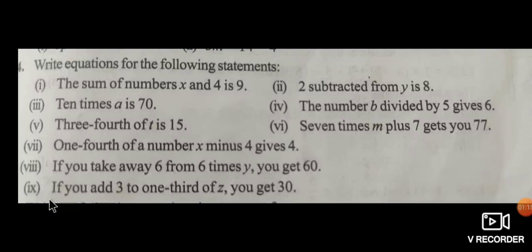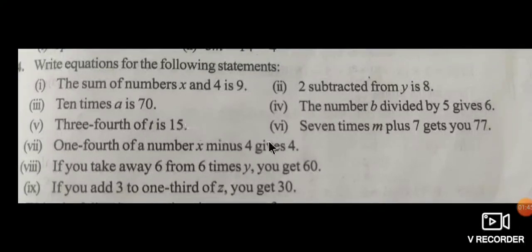They have given totally 9 problems. The sum of numbers x and 4 is 9. Second, 2 is subtracted from y is 8. Third, 10 times a is 70. Fourth, the number b divided by 5 gives 6.